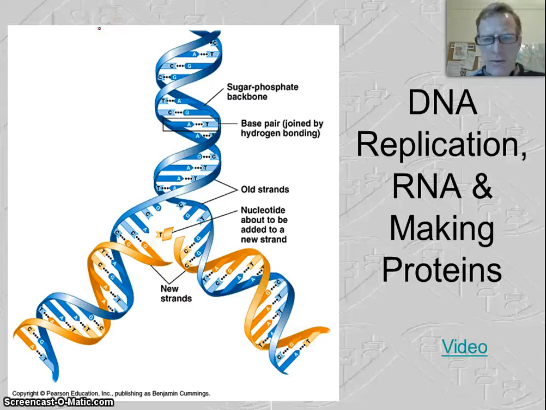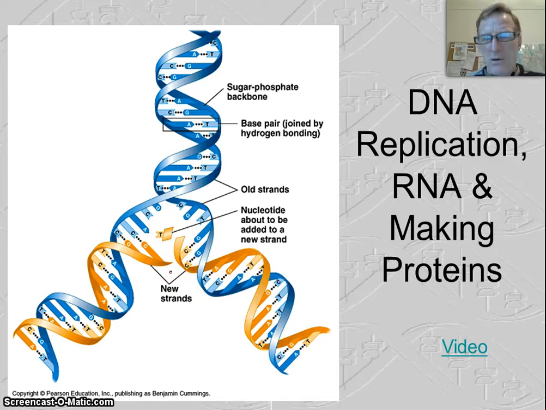In this video, we're going to talk about how DNA replicates or copies itself, the differences between DNA and RNA, and then how DNA makes proteins through a process called protein synthesis. So in this diagram, you can see a double strand of DNA with the double helix. It's sort of unzipping, and new nucleotides are being placed on each strand. So this is an example of DNA replication.